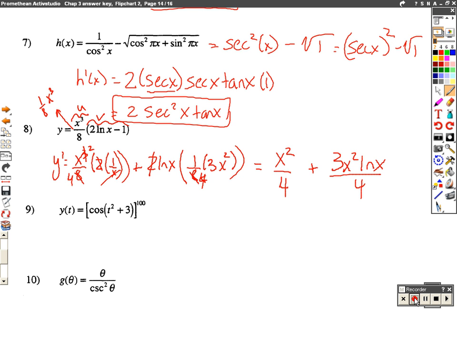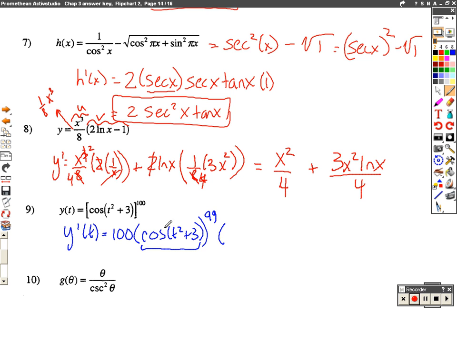All right, looking at number 9, we have cosine of t squared plus 3, which is just a whole function raised to the power 100. So we're going to want to use that power chain rule to get started. y prime of t is going to be the derivative of some number to the 100, which is 100 times that number to a power 1 less, which is 99, times the derivative of the inside, right?